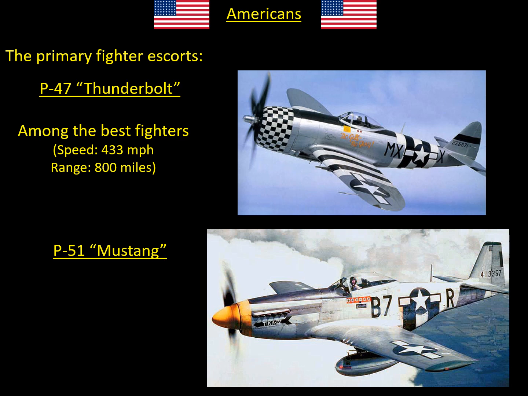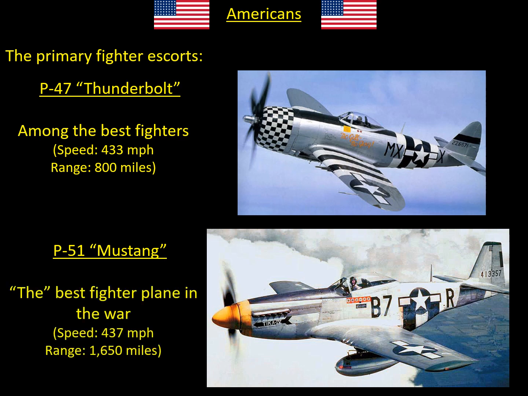But by far the best was the P-51 Mustang. It had a speed of 437 miles per hour, and with these detachable gas tanks, you can see one in the picture here, they could actually fly 1,650 miles. They could reach Berlin and back better than any other plane in the war.